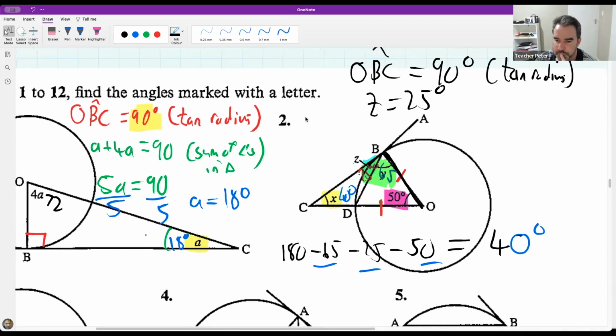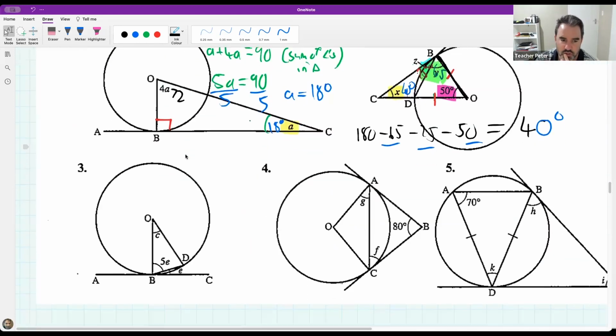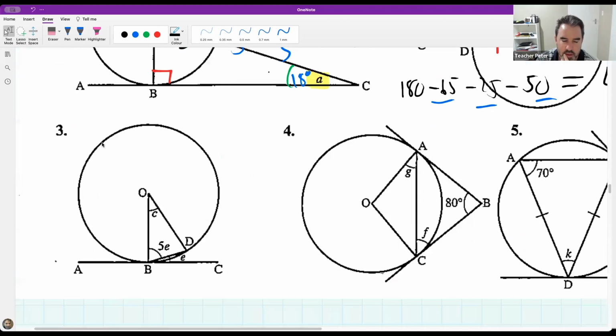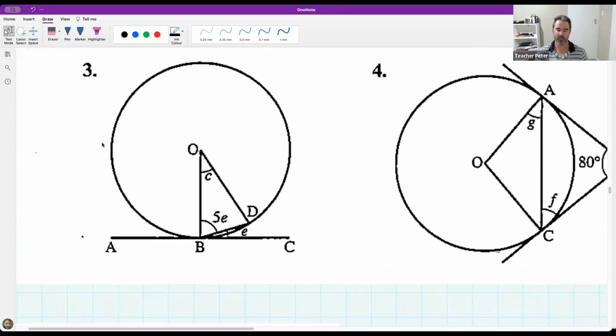Okay, so let us go to question number 3. I want to hear what is going to be the value of E. I want you to try and figure out what the value of E is going to be. But in order to do that, you're probably going to have to figure out what C is. See if you can figure out what E is and what C is.